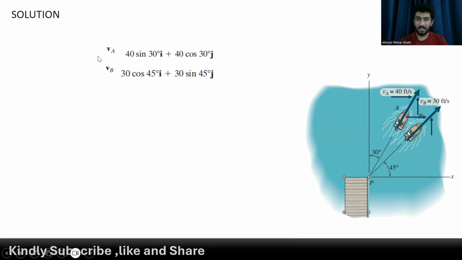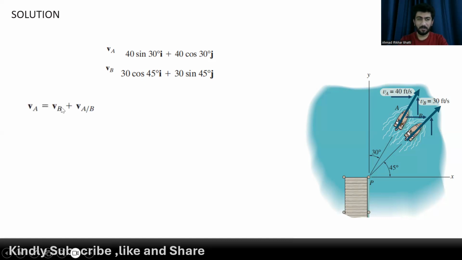As you see, in the case of velocity A, we have the sine component along the x-axis and the cos component along the y-axis, because the 30-degree angle is with the y-axis.